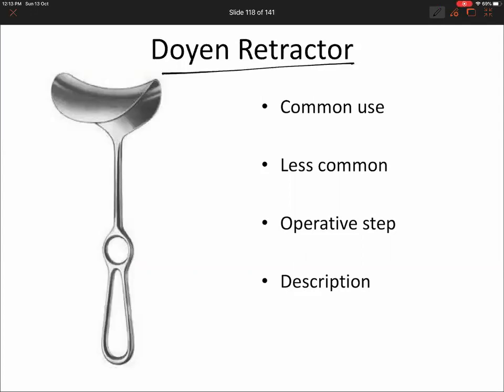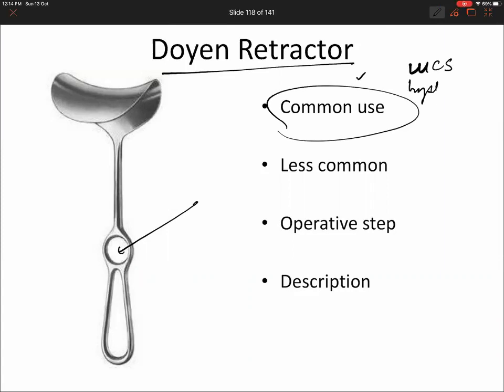Doyen's retractor. I hope you have seen this in which operation? In cesarean section. Very good. Why is this ring given? Oh, by the way, what is the common use? Sir, this is used in cesarean section. This is used during hysterectomy to retract the bladder and the structures of the pelvis. My question is, why is this ring given?